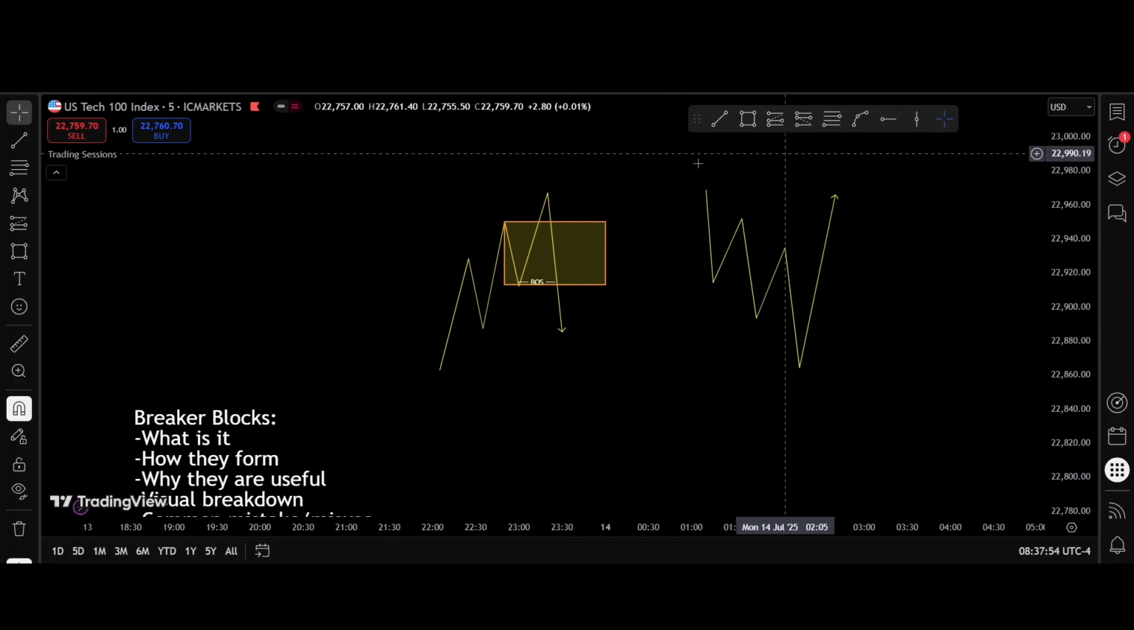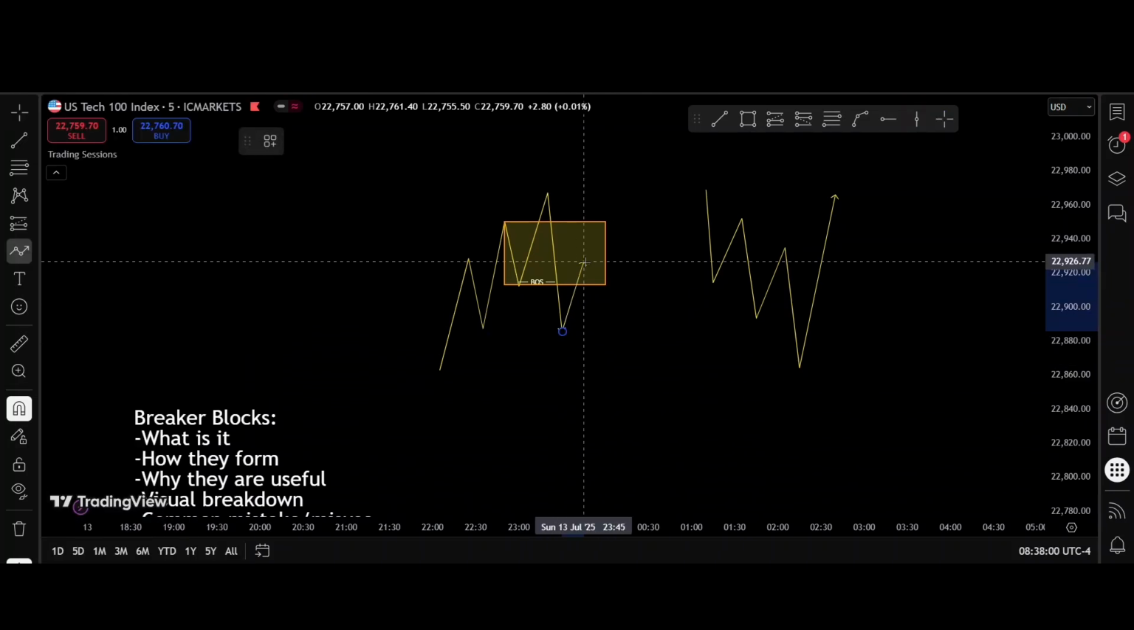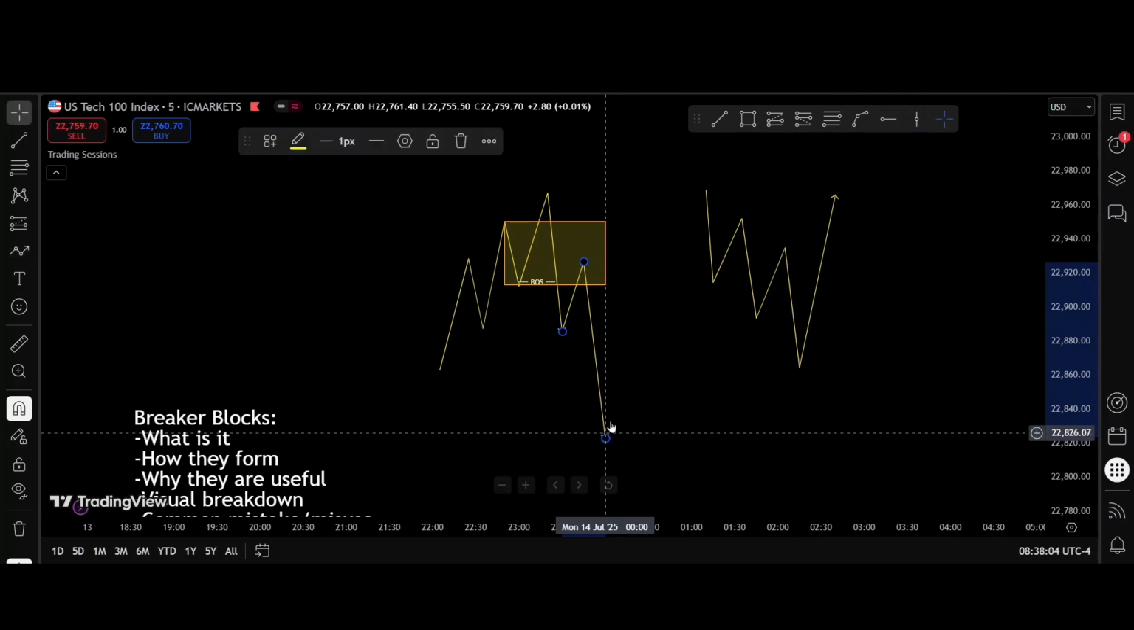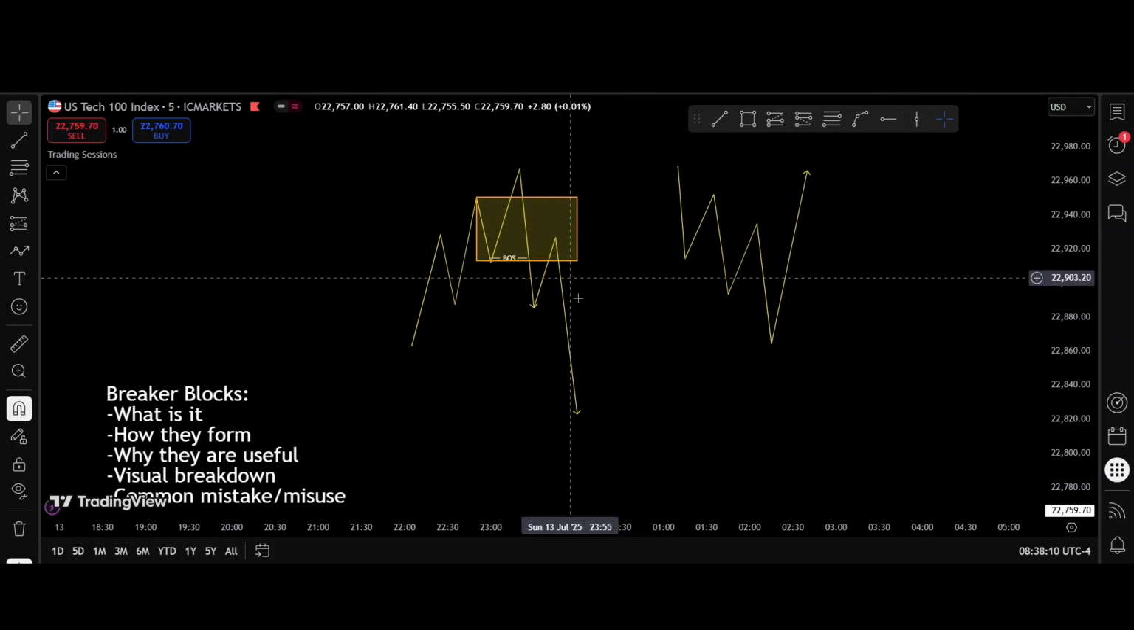Price tends to retrace into the breaker and reverse. So you can use this as your entry, your exit on the higher time frame, or just a confluence that pairs with your later entry. That's why it's so good, man.